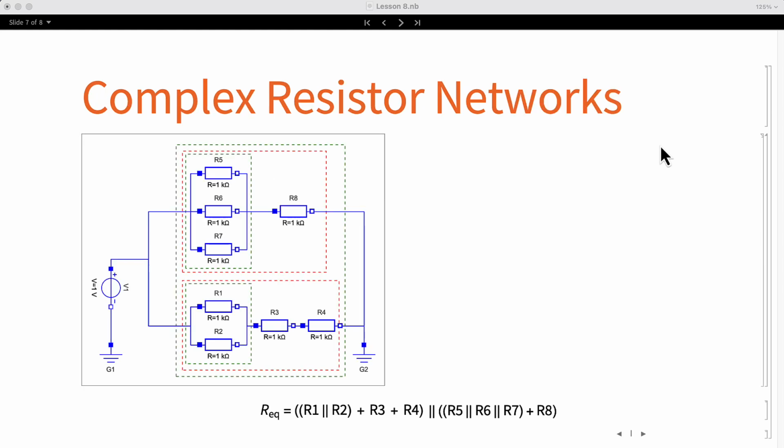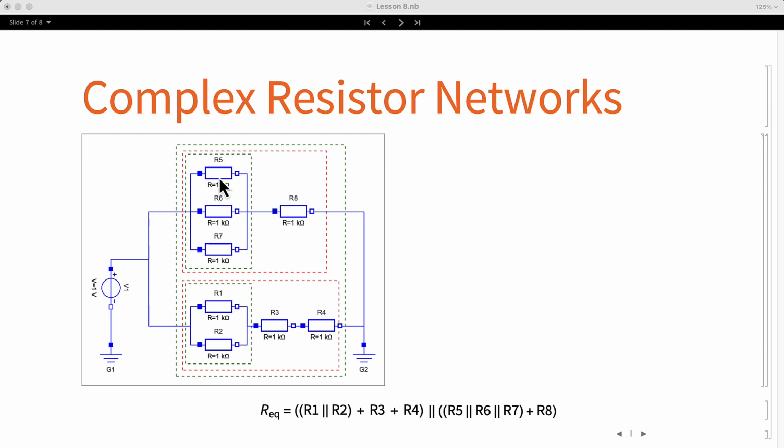When we are faced with more complex networks of resistors, we use a divide and conquer approach. We need to find smaller groups of resistors connected in series or parallel and replace them by their equivalent resistor. For example, in the following diagram, I have marked such groups of resistors.